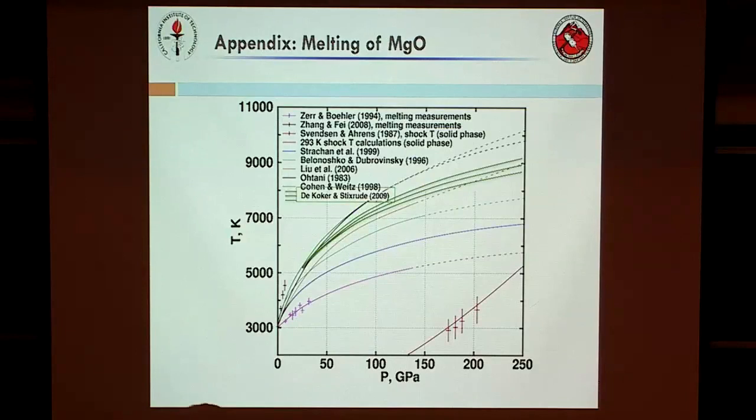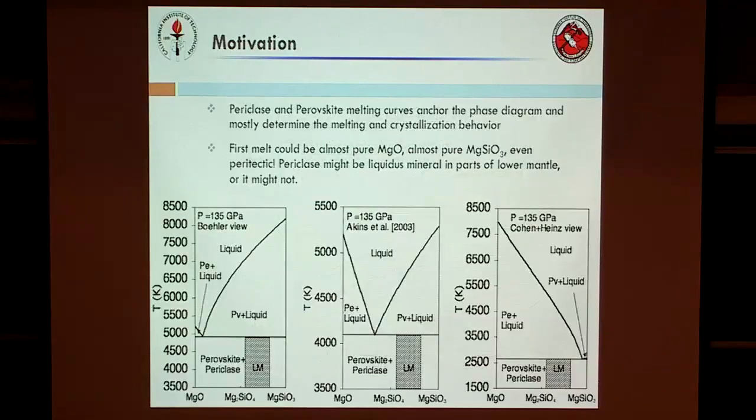All right. Another topic I want to talk about is one of the greatest embarrassments in mineral physics, and that is our extremely poor knowledge of the melting curve of magnesium oxide. Okay. Why do you want to know the melting curve of magnesium oxide? I'll go back to this slide in a minute. Okay. Here's some simple binary phase diagrams. Got to show some phase diagrams.